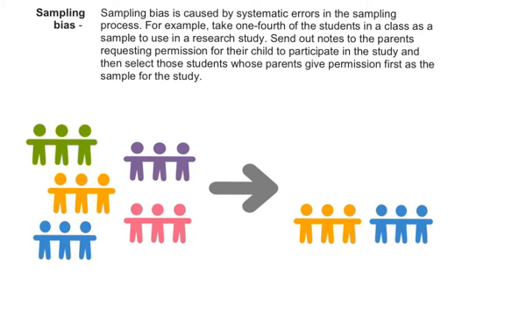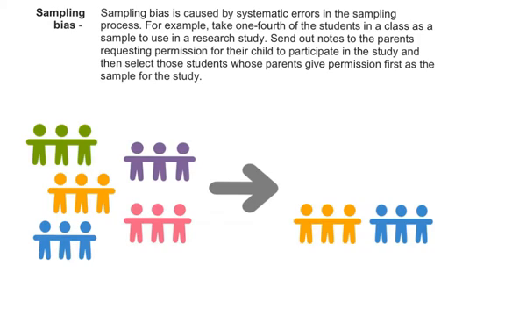The following questions are also going to ask you if the sample is biased or not. So we need to understand what sampling bias is, and it's caused by systematic errors in the sampling process. For an example, take 1/4 of the students in a class as a sample to use in a research study. You send out notes to the parents requesting permission for the child to participate in the study, and then select those students whose parents gave permission first as the sample of the study. Parents who work nights might not have signed it right away, and so you're totally eliminating those students from your sample. So it needs to be completely random.